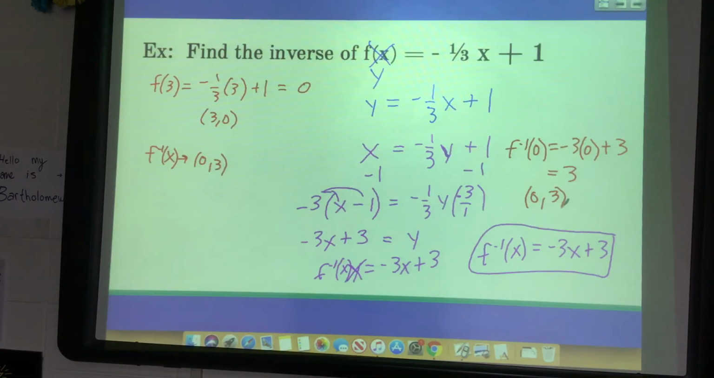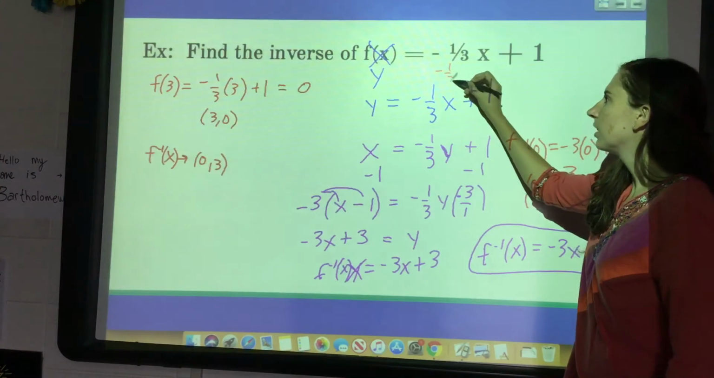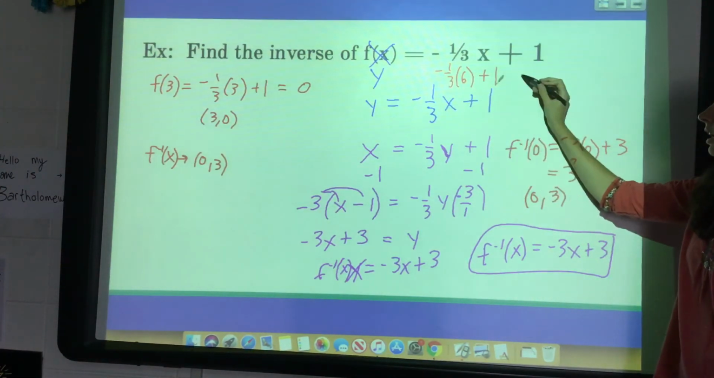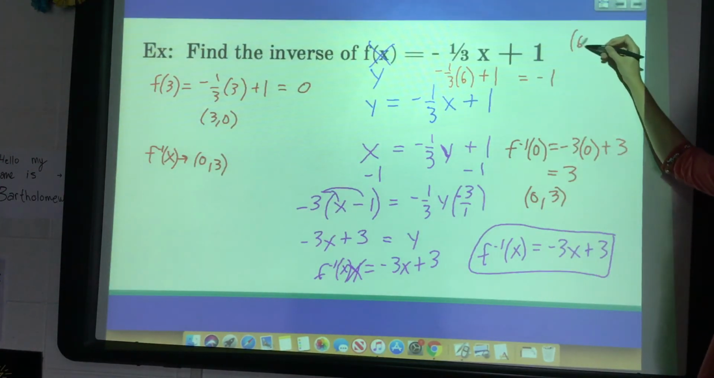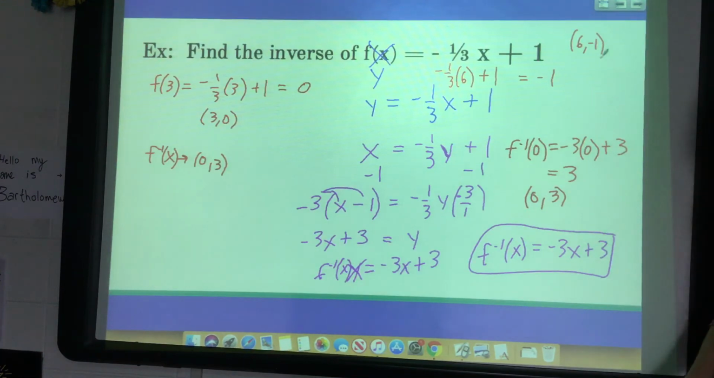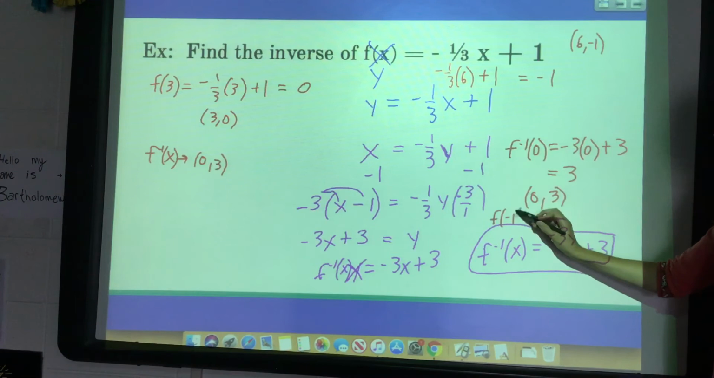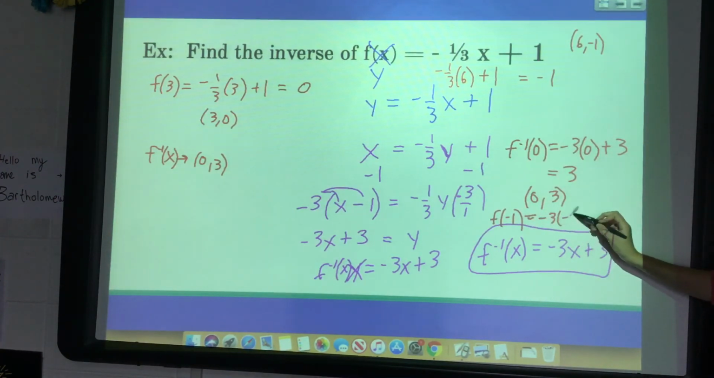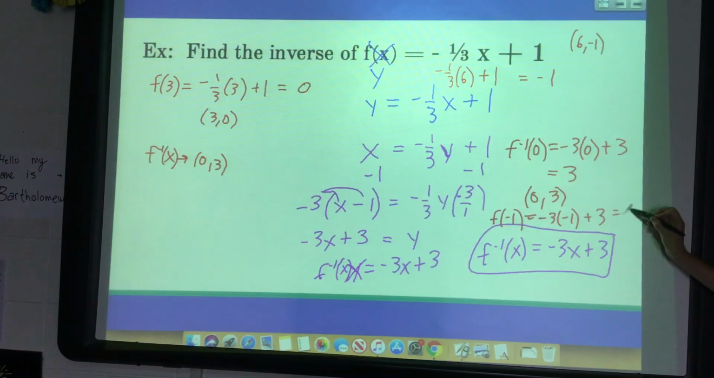So if you want, try substituting in 6, like -1/3 times 6. That's -2 plus 1, which is -1. So this graph has the point 6, -1. On this one, if I were to plug in -1, I should get out 6. So put in -1 for x, that's 3 plus 3, which is 6.